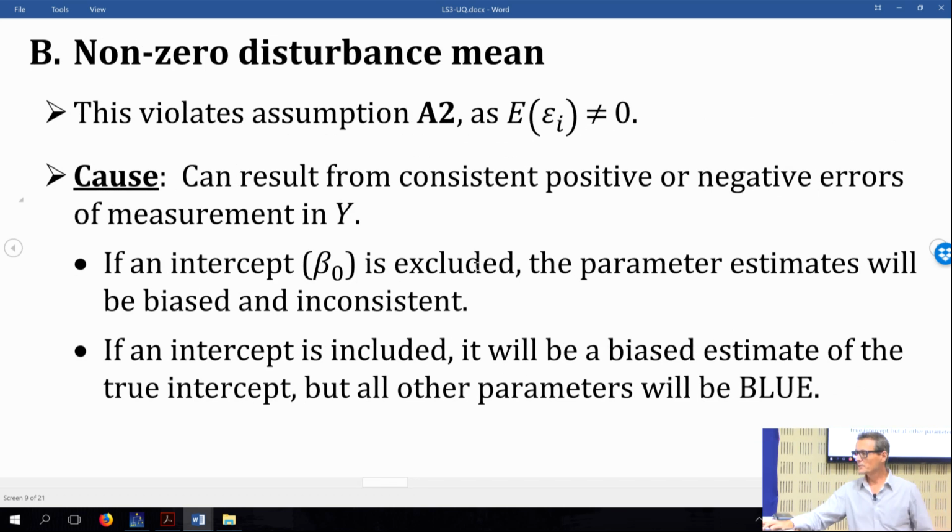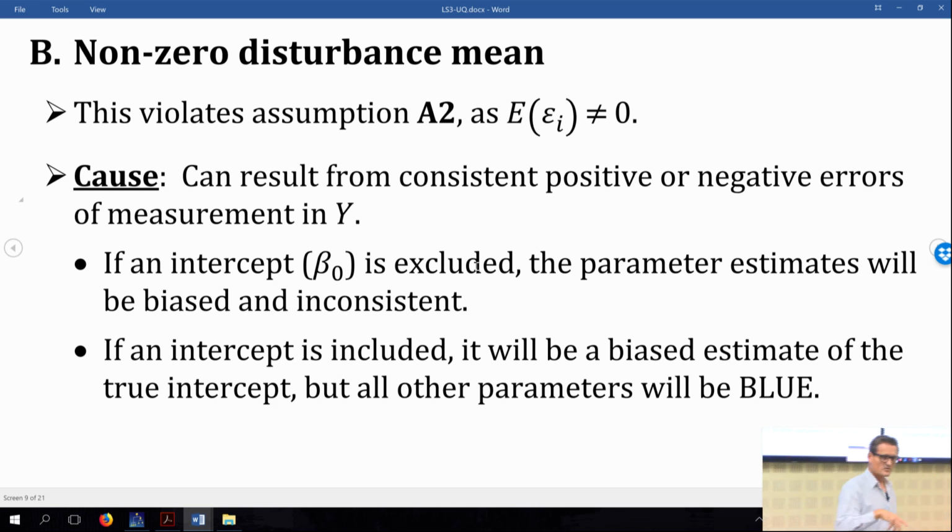Non-zero disturbance term, I'll go through quickly. This is rare. It doesn't happen a lot in practice, but it does create problems. The main thing to note here is that we generally want to include the intercept terms in the models. When we take them out, it causes all kinds of issues for us, particularly with the expected value of the epsilons equaling 0.